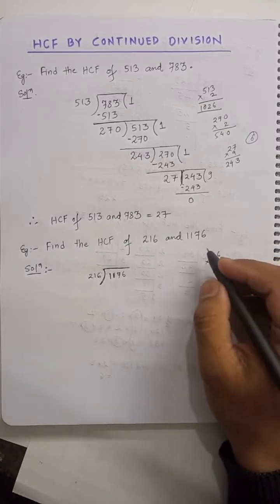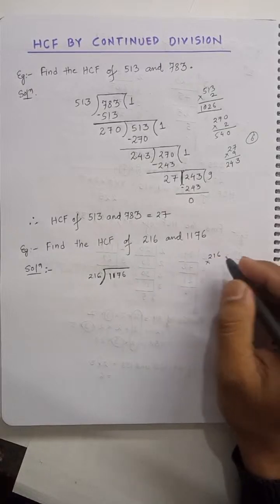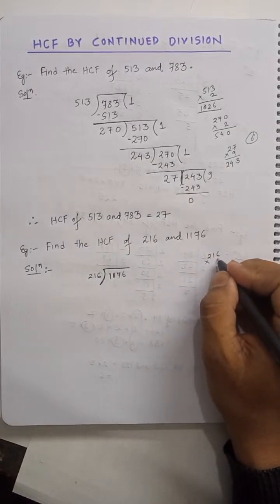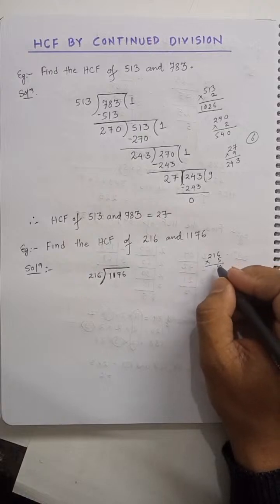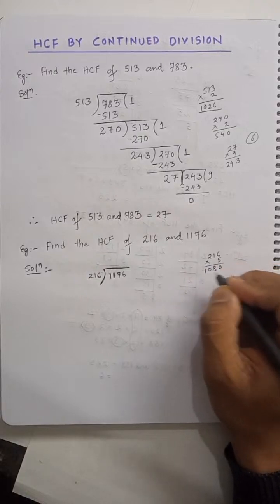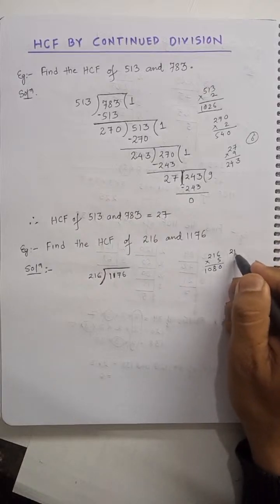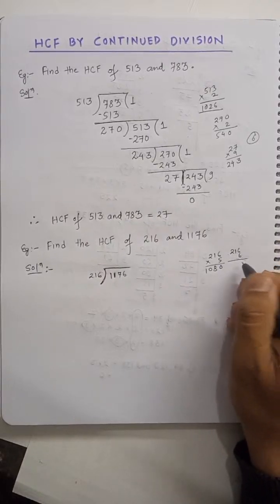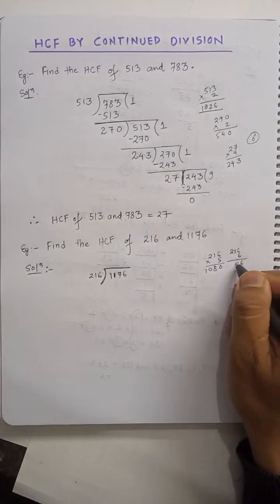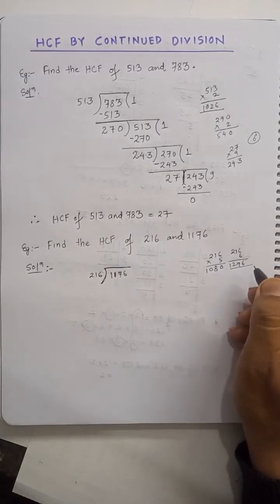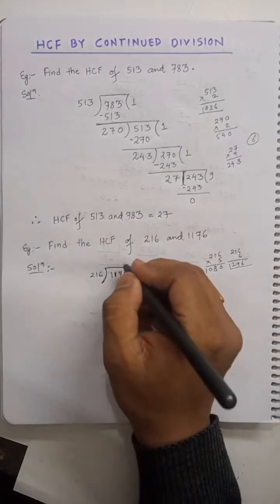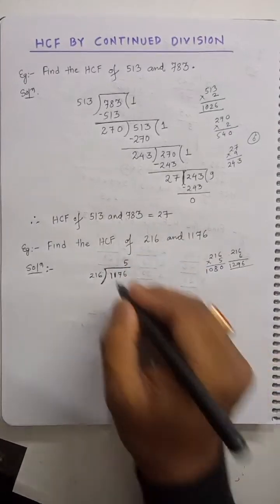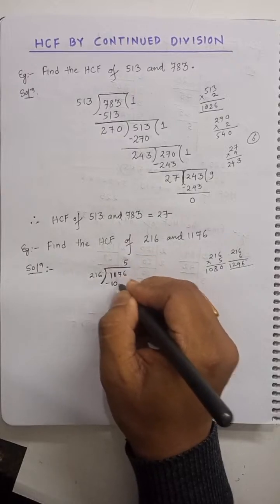So 216, how much? Should we take 5? Let us check with 5. 5 into 6 is 30. 5 into 1 is 5 and 3, 8 and 1080. Let us check one more. 216 into 6. 6 into 6 is 36, and this is 1296. So we will take 5, and this is 1080.